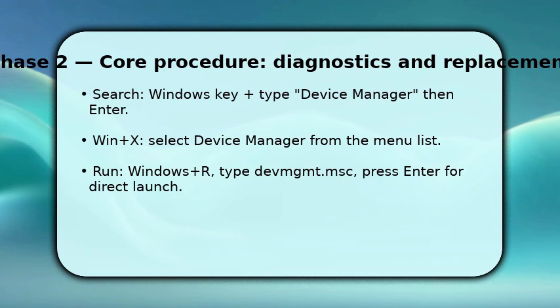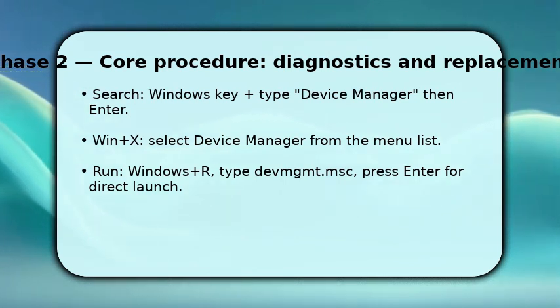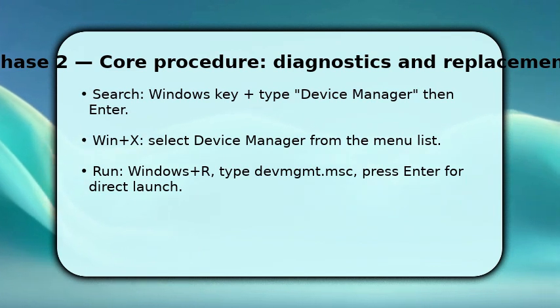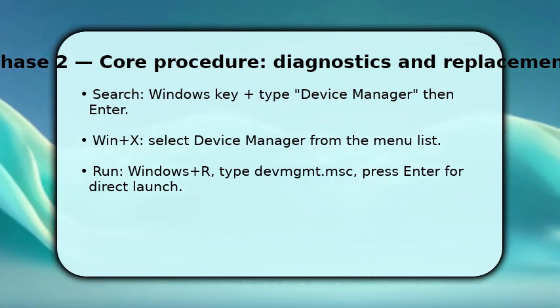You will see a tree of device categories. Expand them to view hardware. Make sure to wait a few seconds for drivers to enumerate. Device lists may refresh as Windows checks connected hardware.